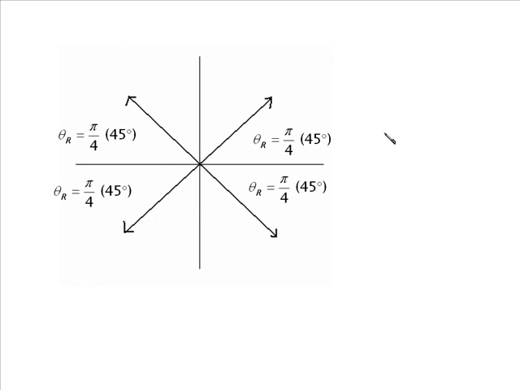Anyways, enough talk. We take a look at that 45 degree angle, or that pi over 4 rad angle in all 4 quadrants off the x-axis, and this is what it's going to look like.